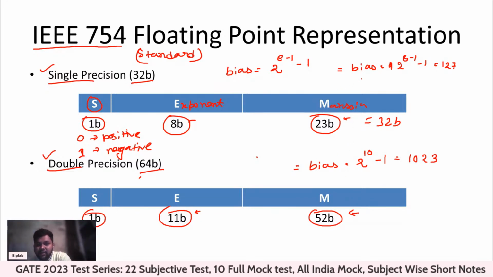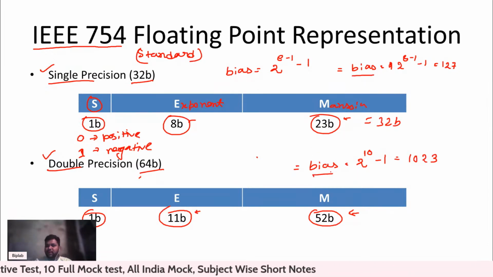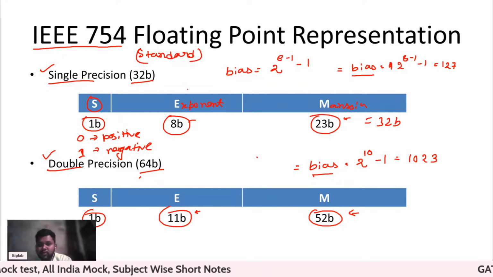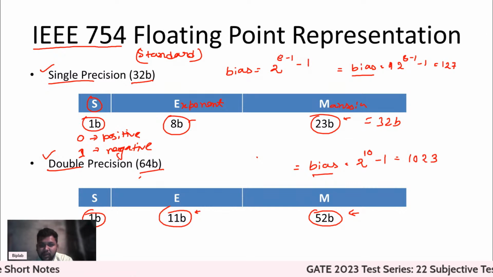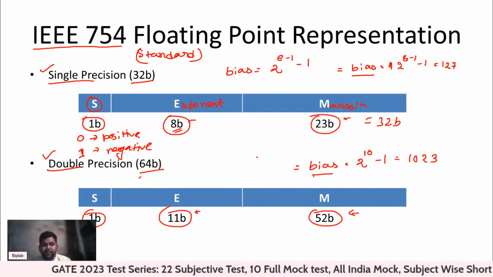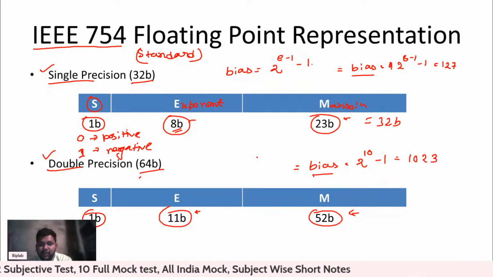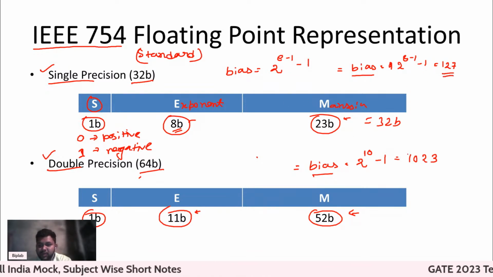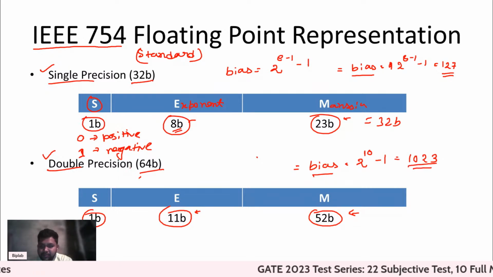Another term defined in IEEE is called bias. What is bias? Bias is 2 to the power e minus 1, minus 1. What is e? e is the number of bits used to represent the exponent. So that is 2 to the power 8 minus 1, which is 127, the bias of single precision, and 1023 is the bias for double precision.